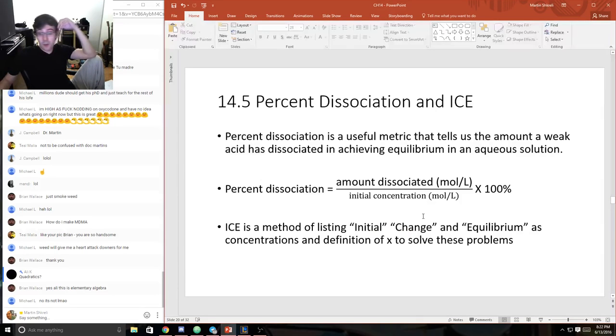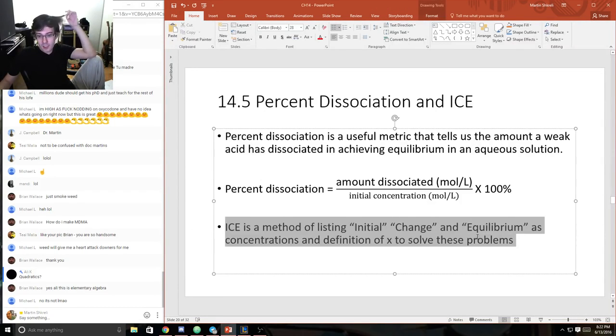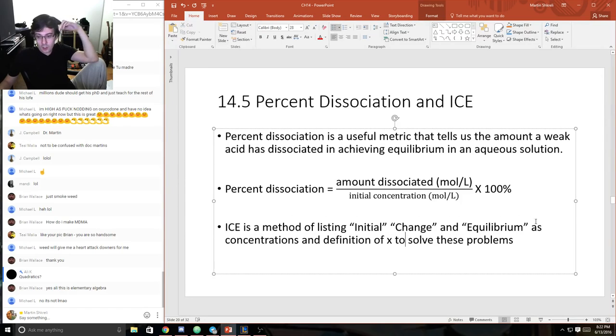All right, and the ICE method is listing the initial and the equilibrium concentrations and the change using x, and we just use this to solve the problem. This ICE method is kind of an easy way to remember how to do these problems.